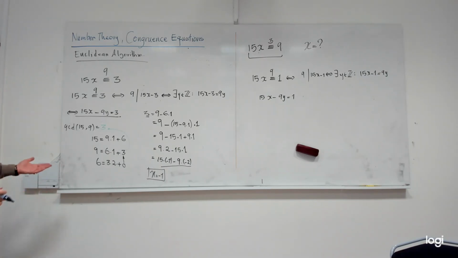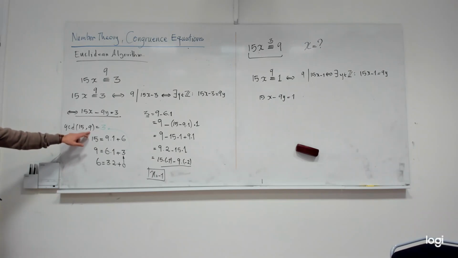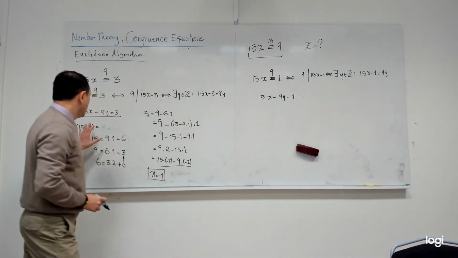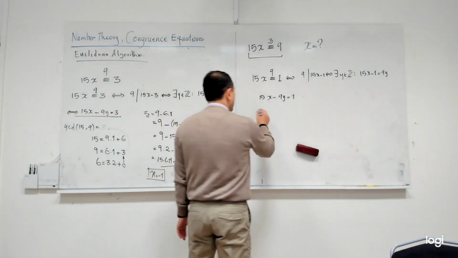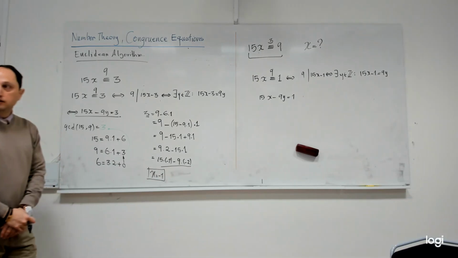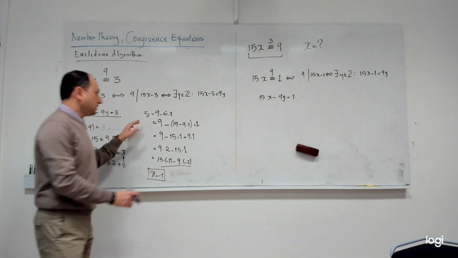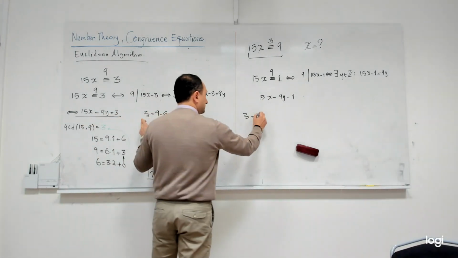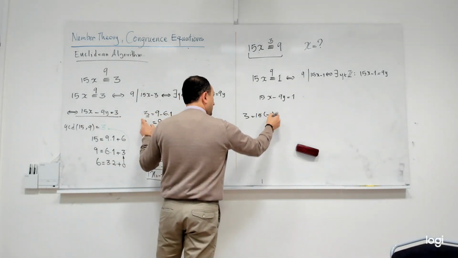Okay, then what happens? Everything that you need is on the board. You take 15, you take 9, and you find the greatest common divisor as before, so I don't repeat that. The greatest common divisor is that. And then what you do is this process. Yes? So what happens then? Then 3 becomes equal to that. So this is what you can get.